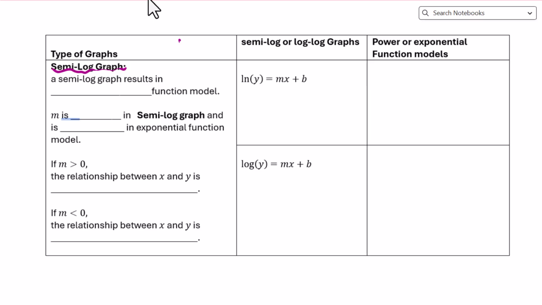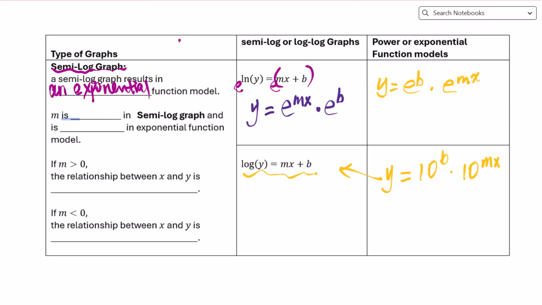A semi-log graph results in an exponential function model. m is the slope in this semi-log graph, and it's the exponent in the exponential function model. If m is greater than 0, the relationship between x and y is exponential growth. If the slope is negative, the relationship between x and y is exponential decay.